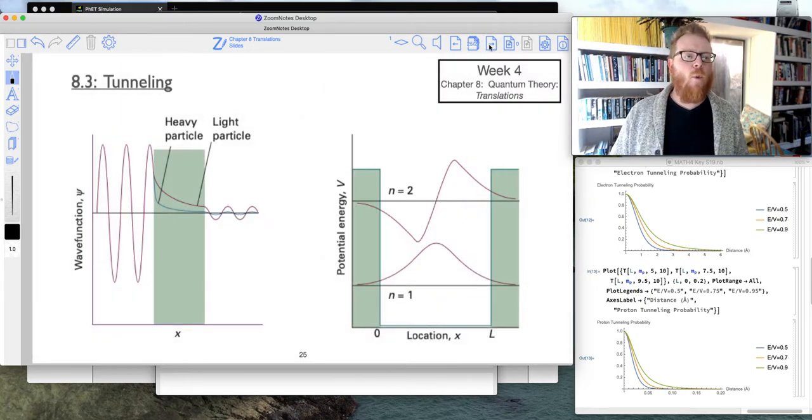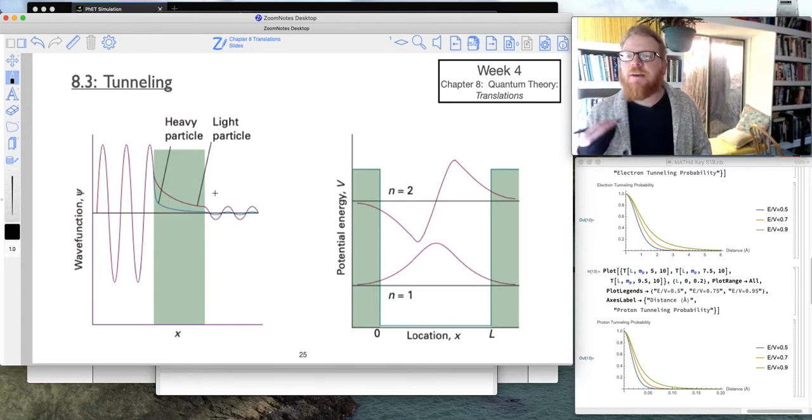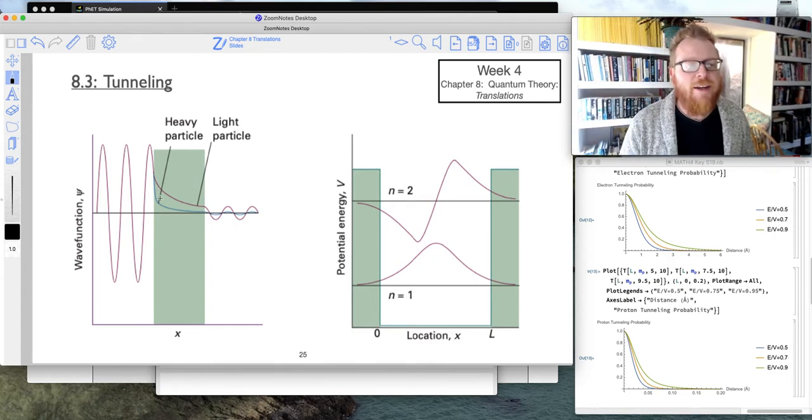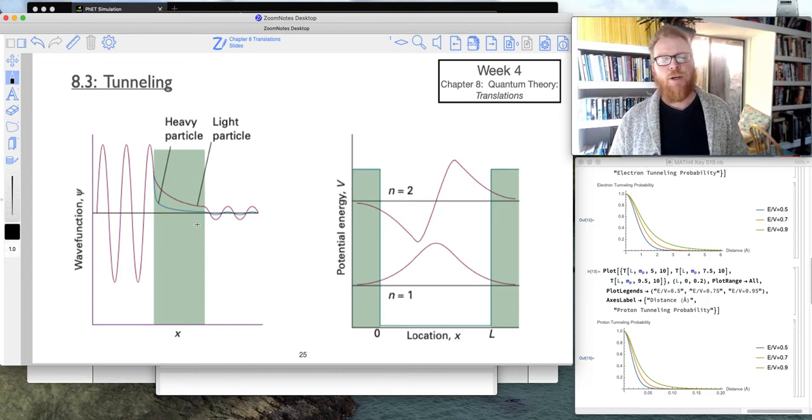So now, what happens when we change the mass of these particles, okay? Well, for the same incident energy, so if let's say my heavy particle and light particle had the same kinetic energy, right? Then the heavy particle will experience more dampening than the light particle. So in other words, it'll have a smaller transmission probability for the same given kinetic energy, which is kind of to be expected. And to demonstrate that, this is what you're going to do in your Mathematica assignment.